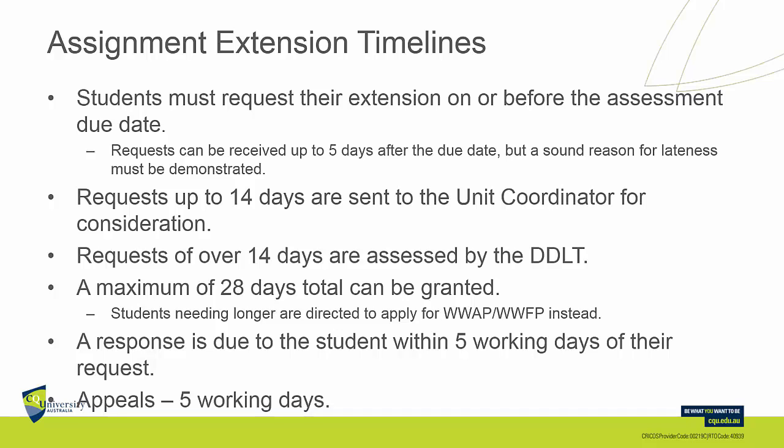If a student wants to appeal the decision made by a unit coordinator or Learning and Teaching Services officer, they have one opportunity to request this and should do so by writing to their DDLT within 5 working days.